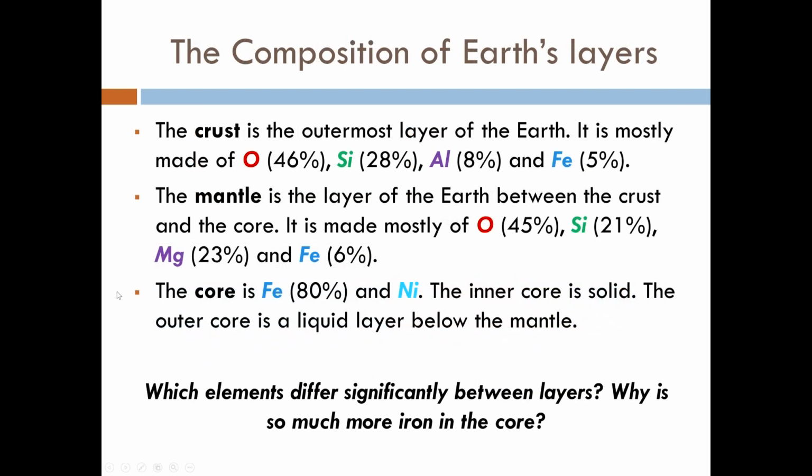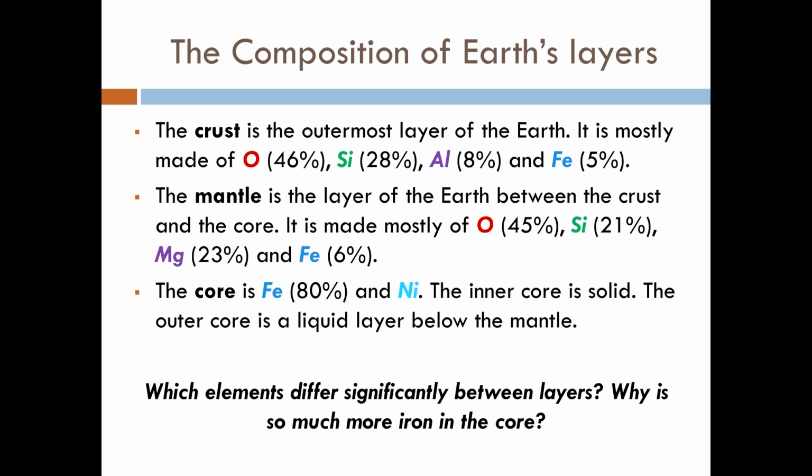Here's just some data on those numbers. We can see that the mantle has a big jump in magnesium compared to the crust, and a big drop in aluminium. Pretty similar oxygen and silicon. Pretty similar iron. The core is 80% iron and nickel. There are also obviously other elements in the core. They just happen to be in there. It's not pure iron and nickel. Geology doesn't quite work that way.